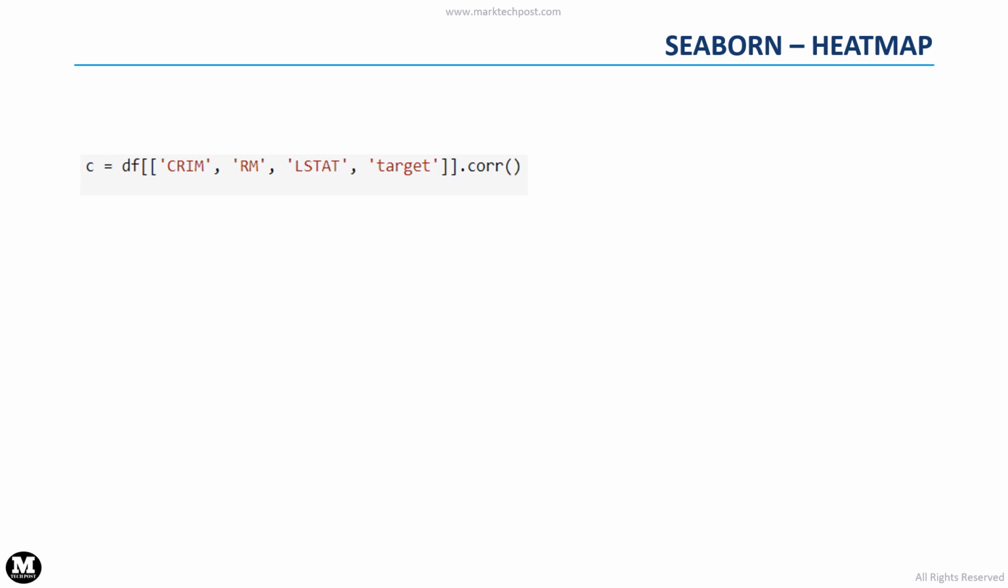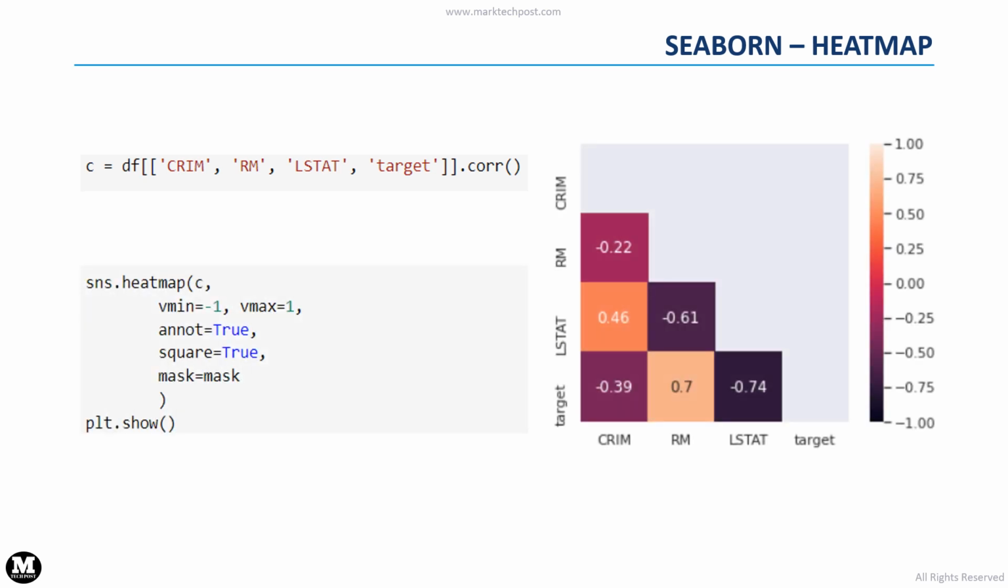We can better visualize this table with a heat map. For simplicity, let's consider only a subset of the columns. We can use the heatmap method to associate a color with each value of table C. The vmin and vmax arguments are used to specify the minimum and maximum values we want to associate with a color. The annot argument is used to add the text representing the value of each cell of the table. The square argument is used to represent the table as a square.